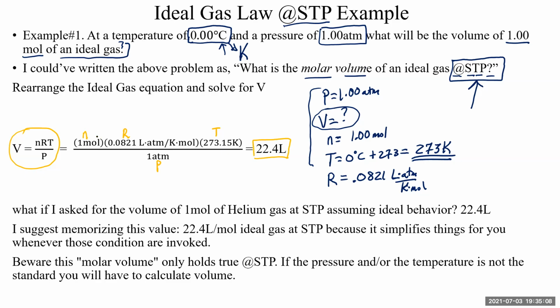In fact, even though we've already accounted for the moles, you could call this the molar volume. In other words, this 22.4 liters is the volume of exactly 1 mole of an ideal gas. Any ideal gas, any gas behaving ideally at standard temperature and pressure. Now, if you're not at standard temperature and pressure, this will not hold. So you can memorize this number if you wish.